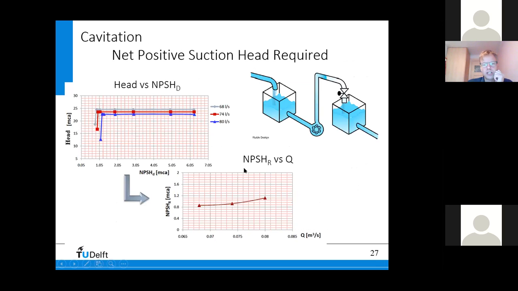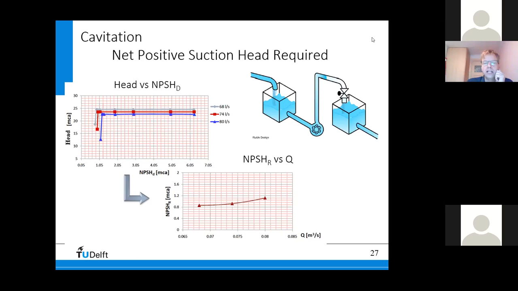And you see, for example, if you have the net positive suction head for a pump, you will also see it if you buy a pump, a good pump, you will have a figure like this. So that's the really minimum required net positive suction head for this pump, and it increases with the Q because the velocity increases.